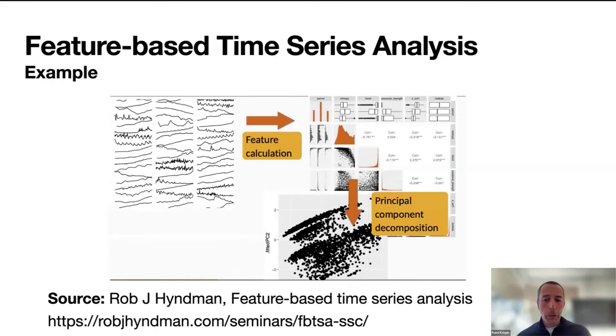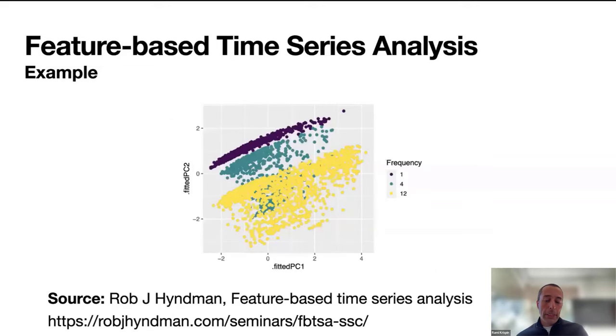This is an example that I took from Professor Hyndman's presentation, and you have the link below, which demonstrates how the process is done. You collect features, take time series, calculate different metrics, get a table, and then calculate, in this case, principal components. You take the two main principal components and try to understand what's going on. Here we see that it seems like there are three clusters using those colors, and the color represents the frequency. Some series have a yearly frequency, which is the dark purple, the blue represents quarterly, and the yellow represents monthly.